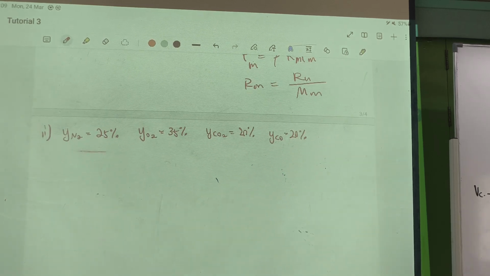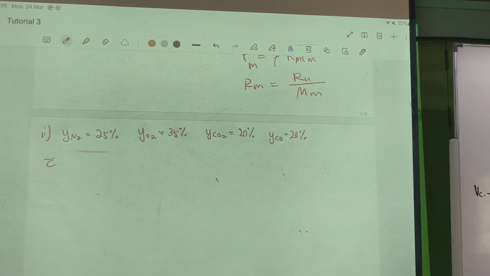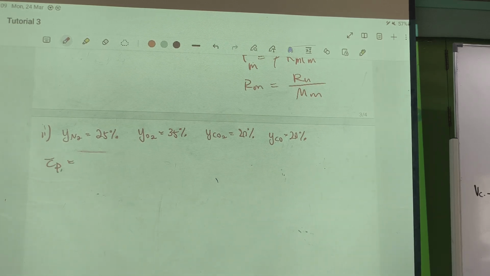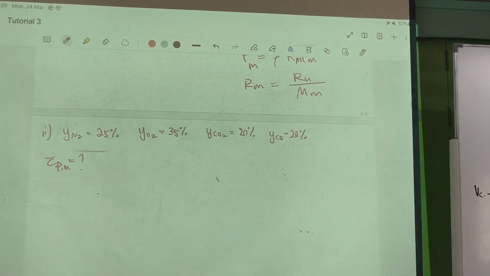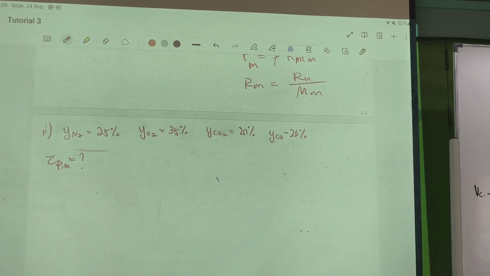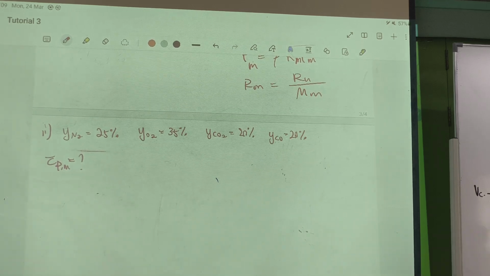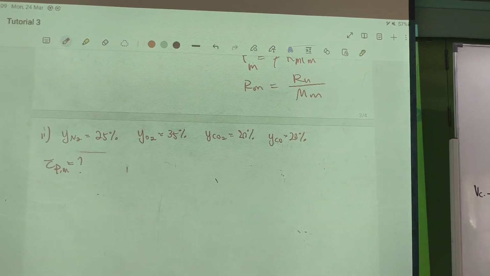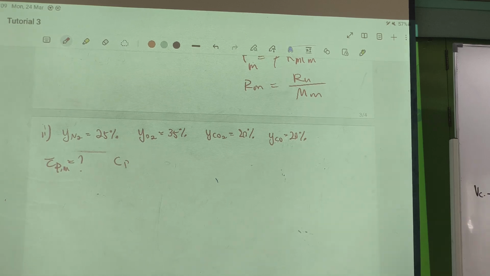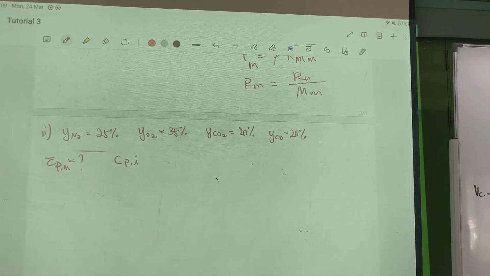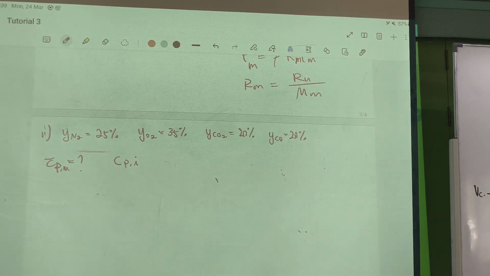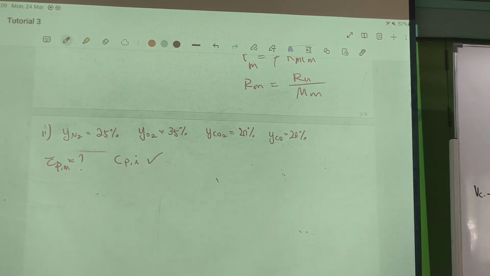Okay. You have this mole analysis. You are asked to find Cp of the mixture. Correct? That was what the question is asking. So now the problem here is this. You can only find each of the individual Cp from the table. Right? So this is the only thing that you can find from the table.